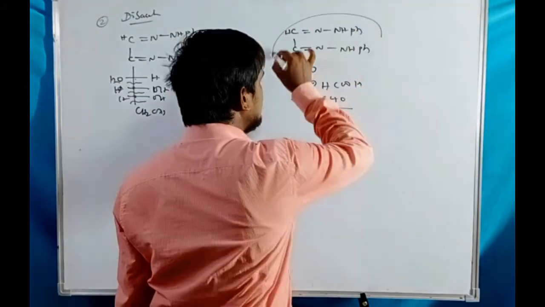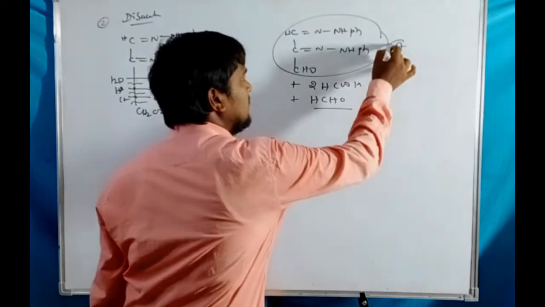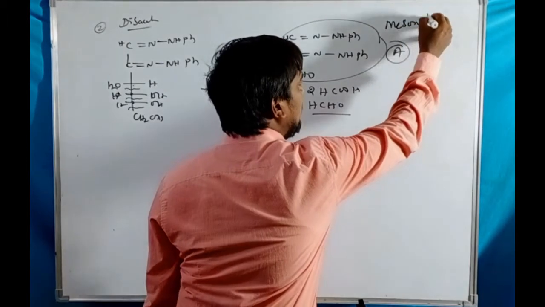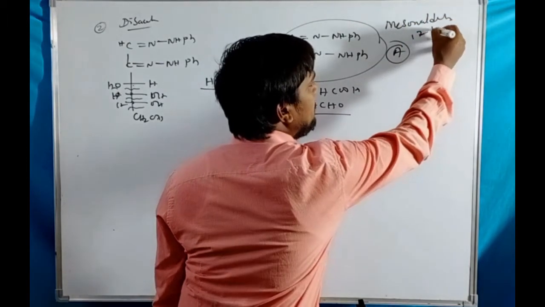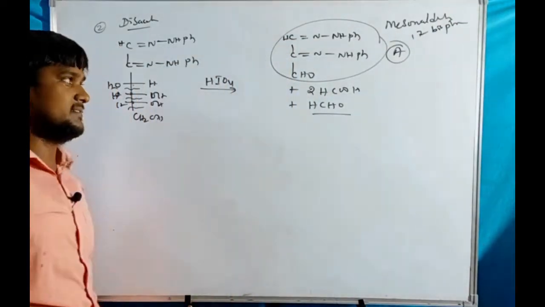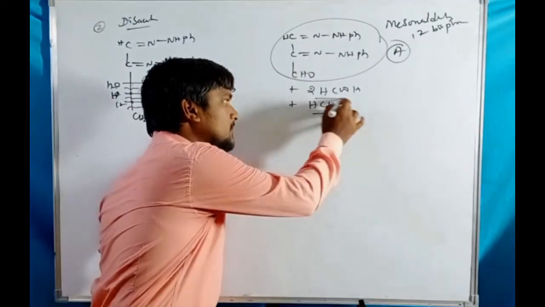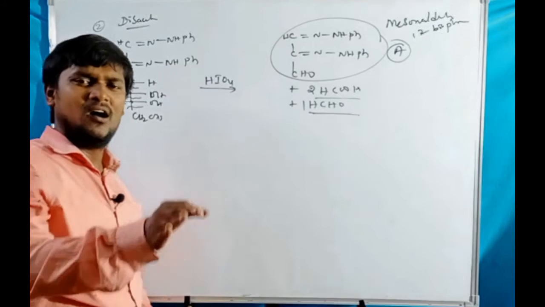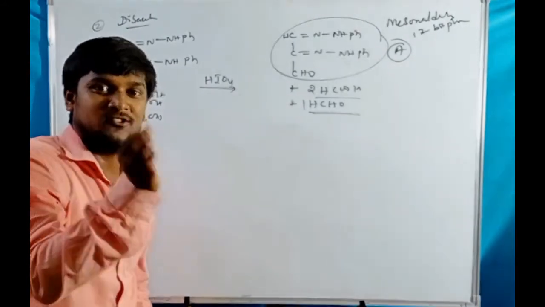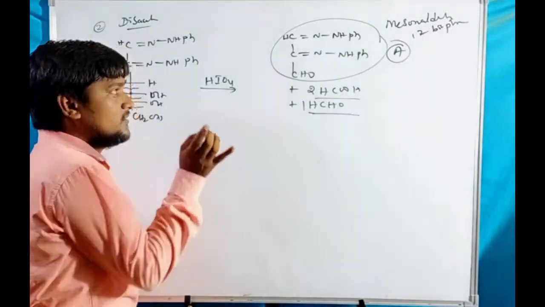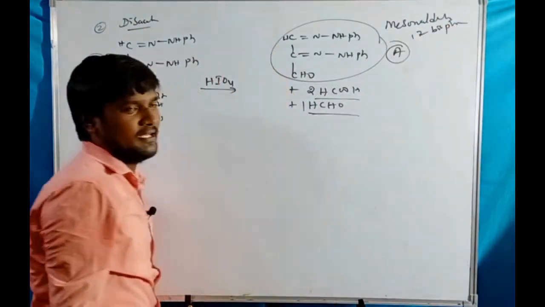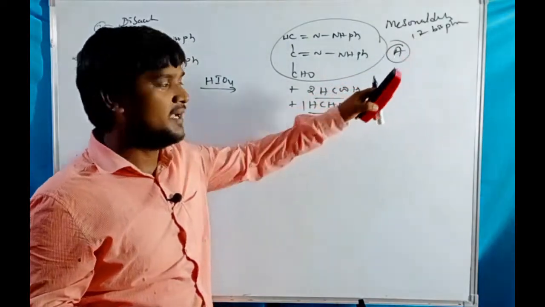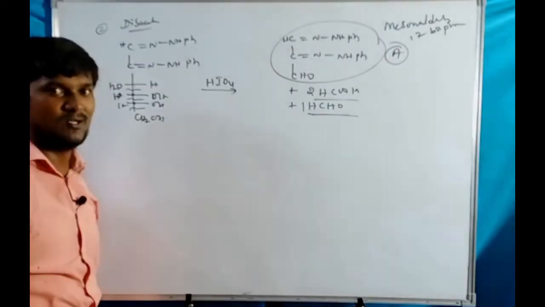Now let us represent this molecule and term it as A. Now this A is called mesoxaldehyde 1,2-bisphenylhydrazine. This is the mesoxaldehyde, along with 2 moles of formic acid and 1 mole of formaldehyde. Now all the monosaccharides, all aldohexoses, will produce the same type of mesoxaldehyde. That means all types of aldohexoses will produce A as well as two moles of formic acid and 1 mole of formaldehyde.